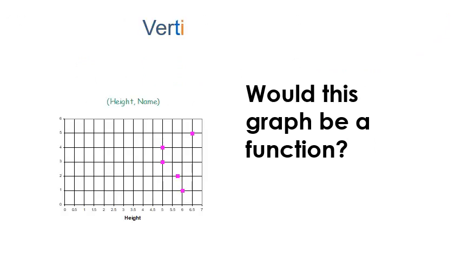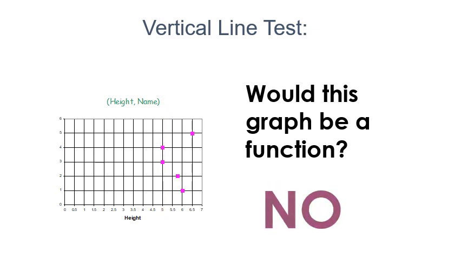Consider the following graph. If we put our pencil on the graph and slide from left to right, if at any point we're touching 2, it is not a function.